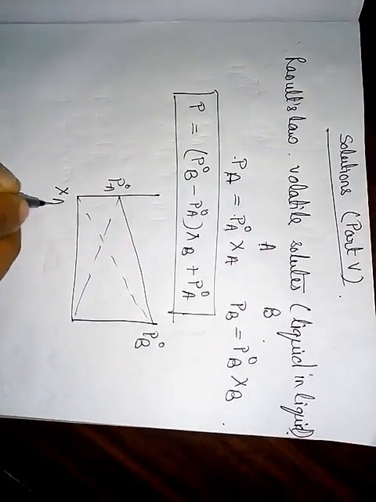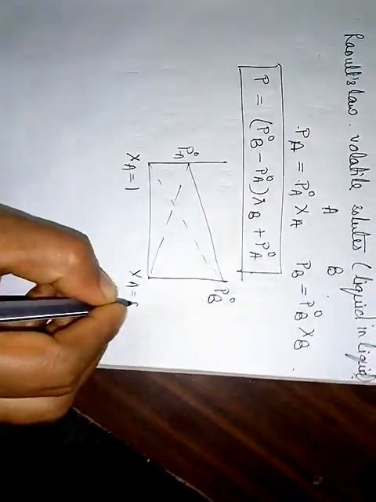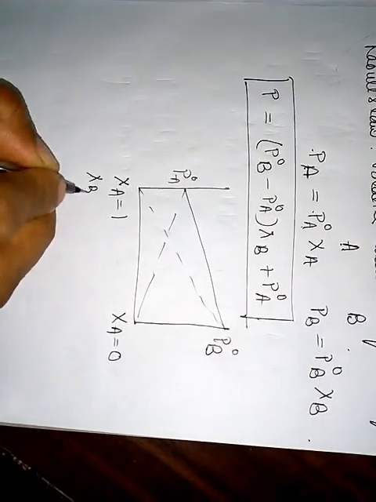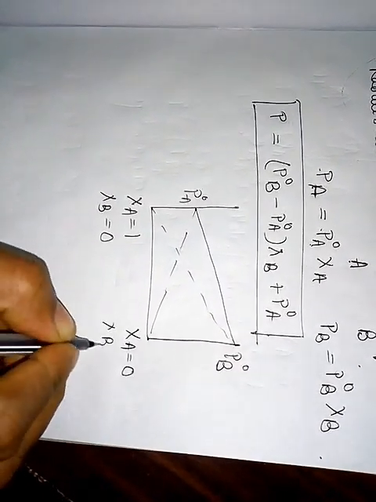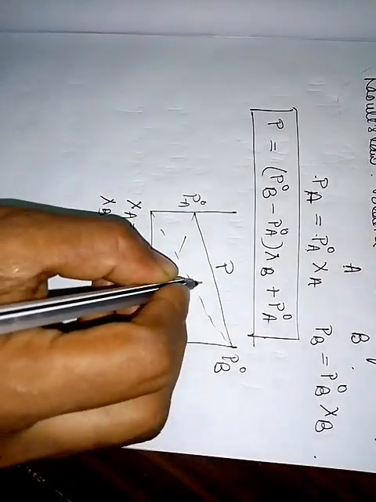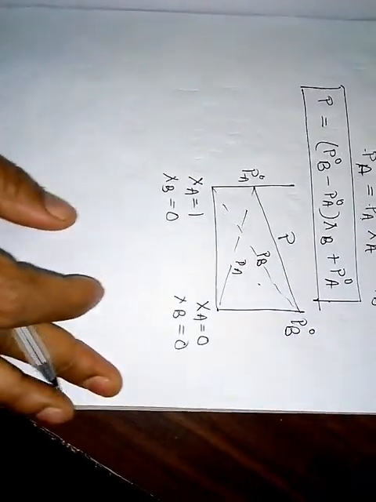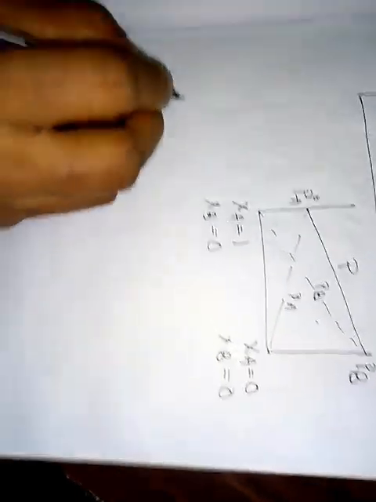This side XA is equal to 1, so XB is equal to 0, and this side XA is equal to 0, XB is equal to 1. This is the total pressure. It is PA and this is PB. So this is the graph according to Raoult's law for ideal solutions.